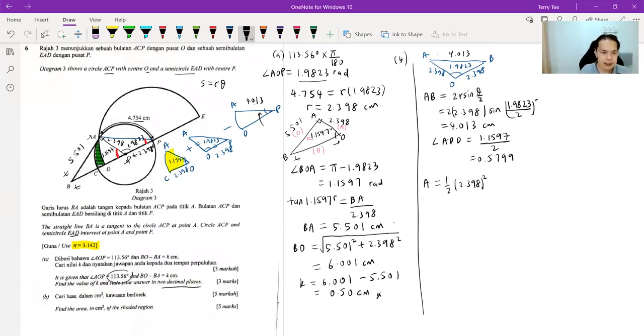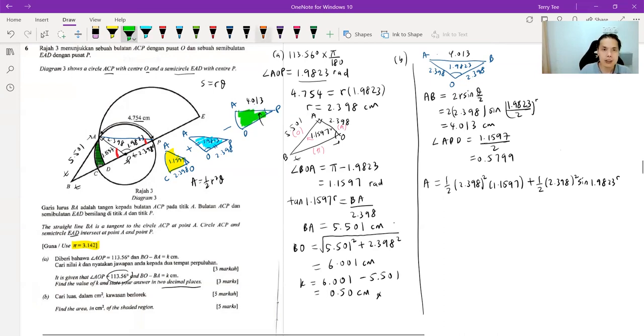Remember, area of sector is half R squared theta. My theta is 1.1597. Then you plus the area of the triangle. Now this triangle over here, I'm going to use half AB sine C. Half your AB, in this case, will be 2.398. Since your A and B are the same, so I'm going to times together, or we can just square it. Sine of the angle in between, 1.9823 in radian. Then you minus this area over here.